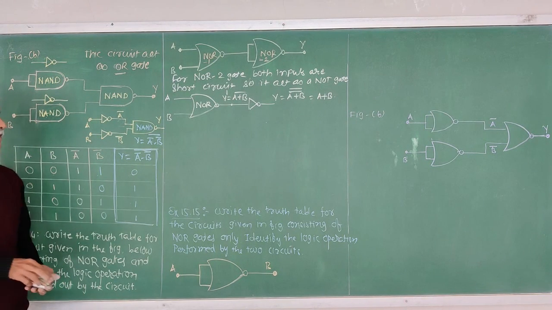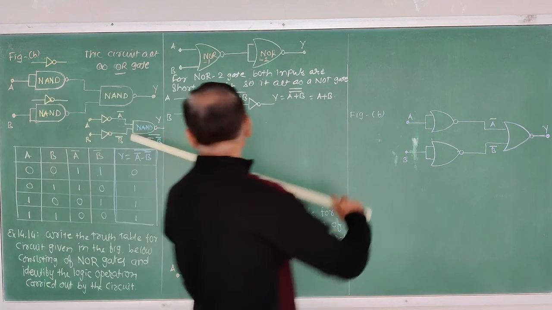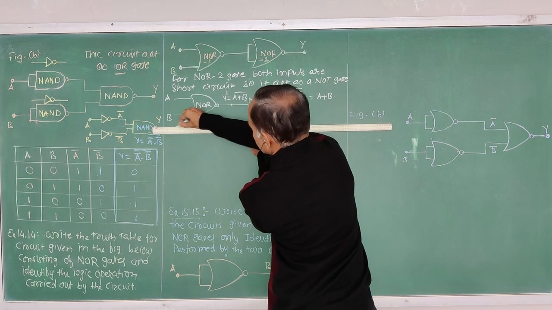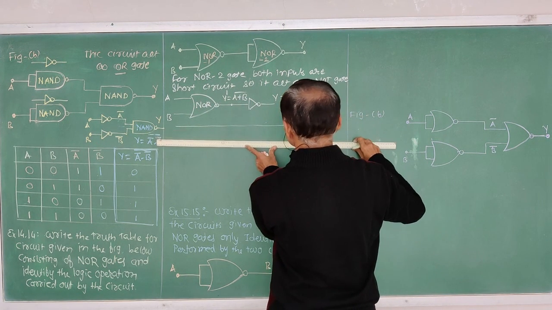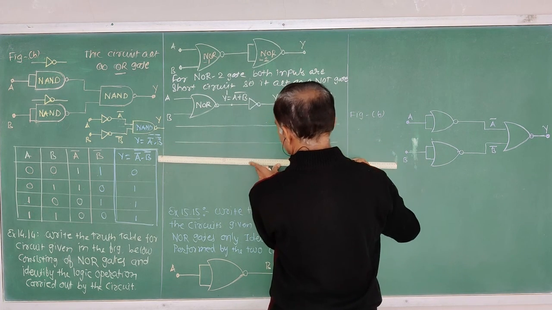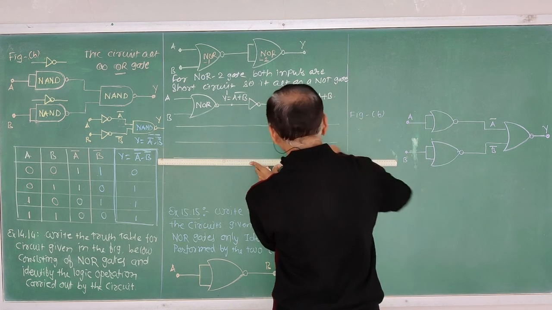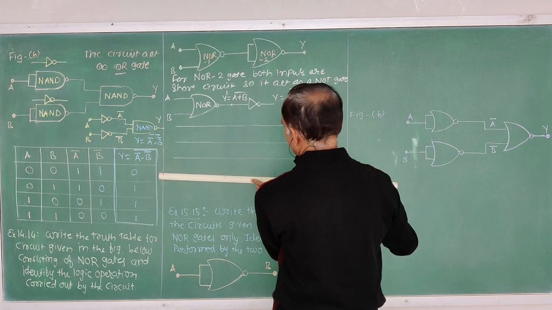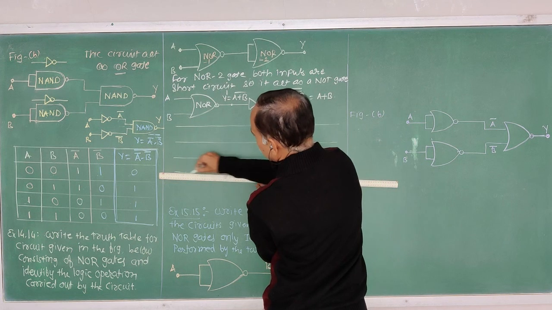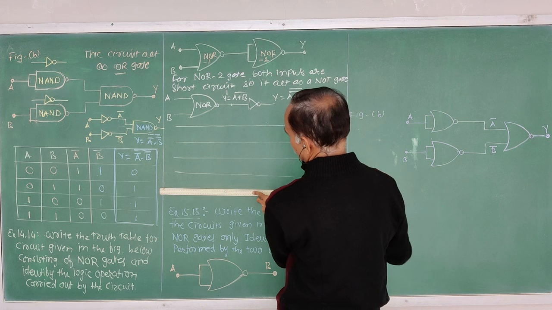How do we prove it? With the help of the truth table. For that purpose, we prepare the truth table like this. Here there are two inputs, therefore 4 different combinations must be supplied. And we prepare the truth table for first the OR gate, then the NOR gate, and then the final output of a NOR gate.